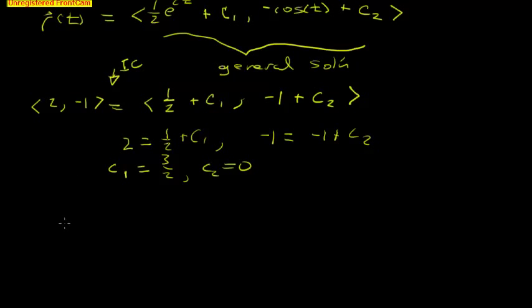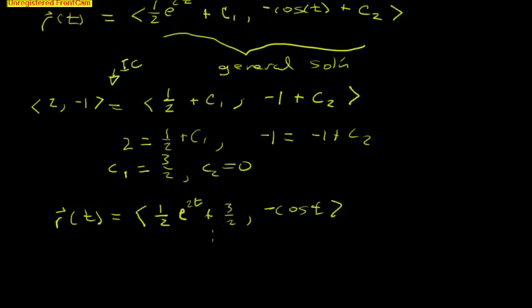But finally, we get the specific solution we were after. The solution to our problem is the general solution that we'd found by integration, where we're plugging in the constants c1 and c2 that we found using the initial conditions. So in this case, we have 1/2 e to the 2t plus c1, which we found to be 3/2. And then our c2 we found to be 0, so we would end up with minus cosine t.